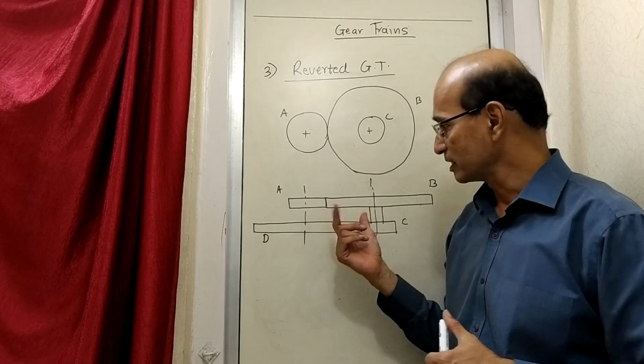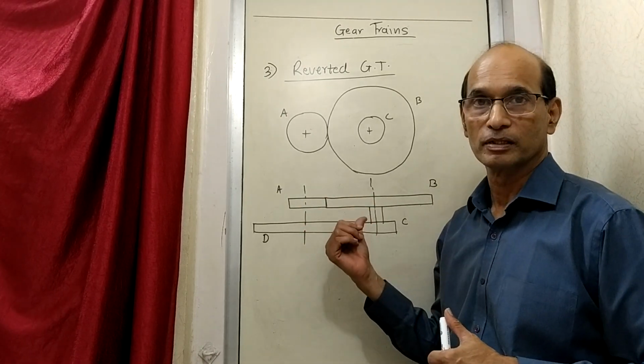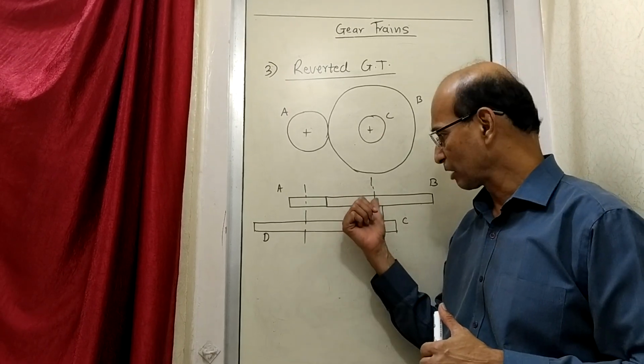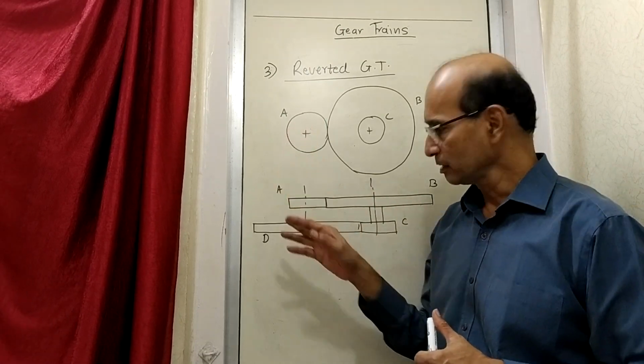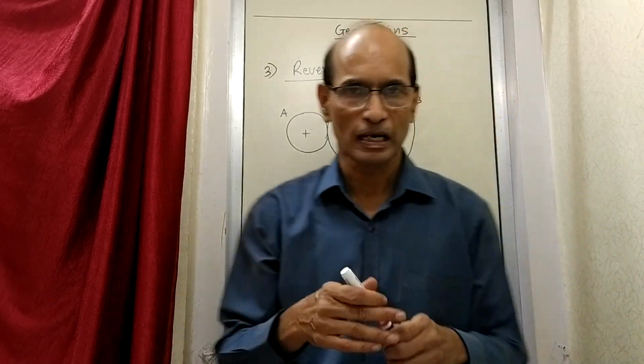The only difference is, see what is the difference between the AD combination and the BC combination. In the case of the BC combination, they are connected by a shaft. That means they are one piece, like a single piece. Whereas here gear A is different, gear D is different, only they are aligned in one line. Now how are they aligned?